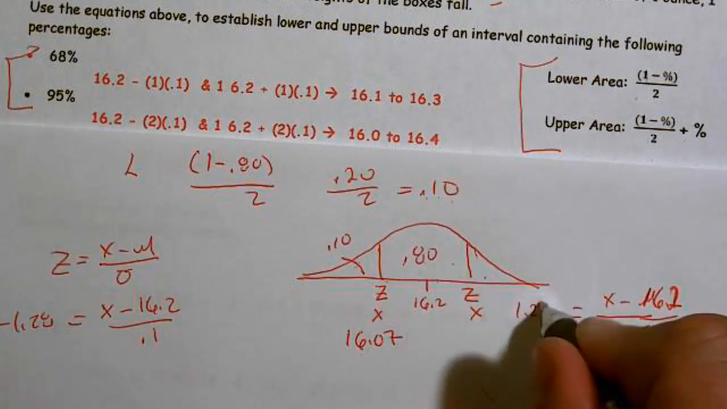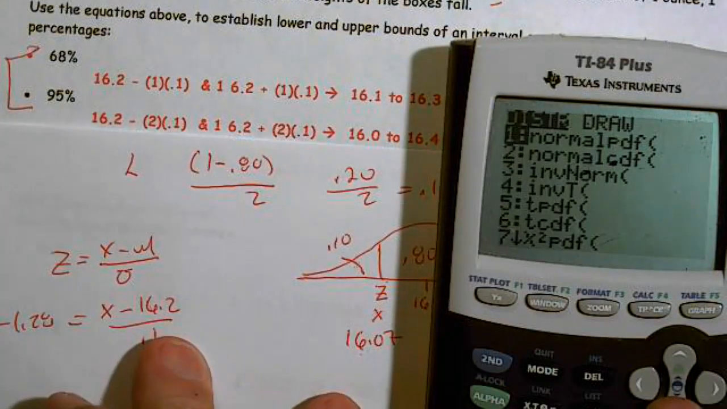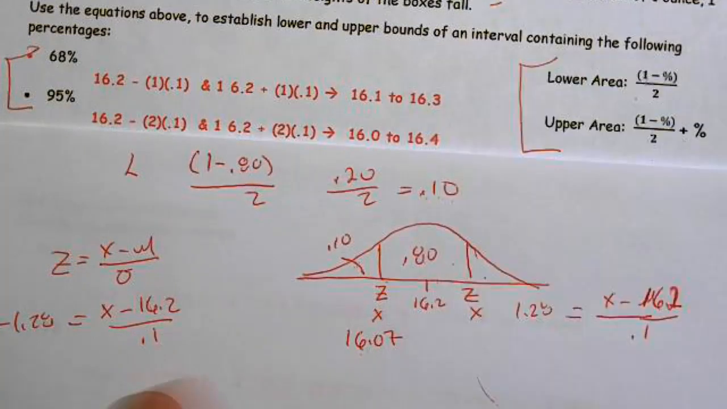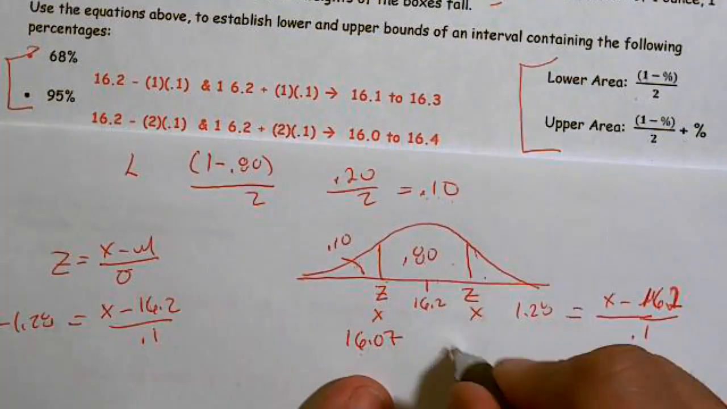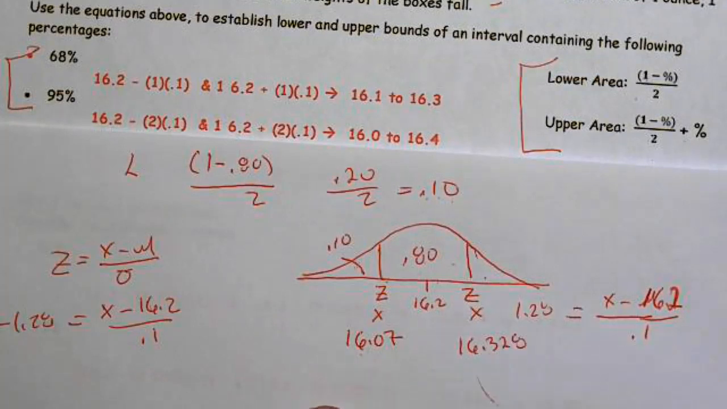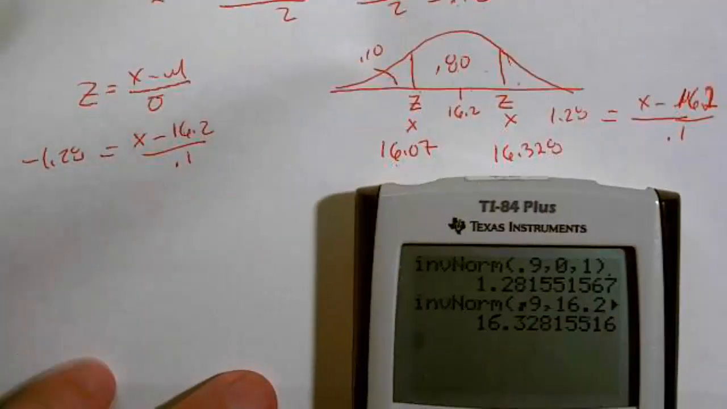So I have 1.28. Now I can go calculate the actual value, second vars, inverse norm, and 0.9. My mean is 16.2, standard deviation 0.1. And I end up getting 16.328. Now I rounded and I didn't take it out enough decimal places. But if I did that, there should be 80% of the value should be in there. So let's try that out and see if we can justify that.